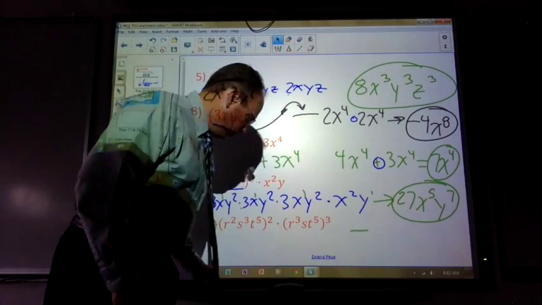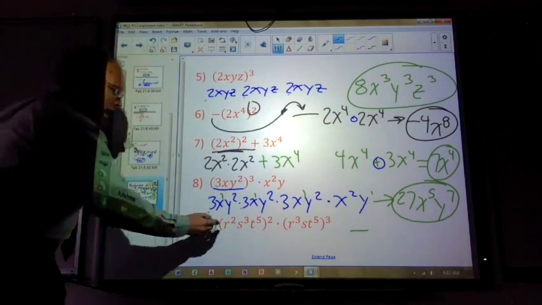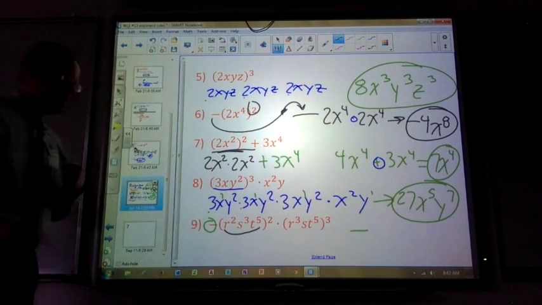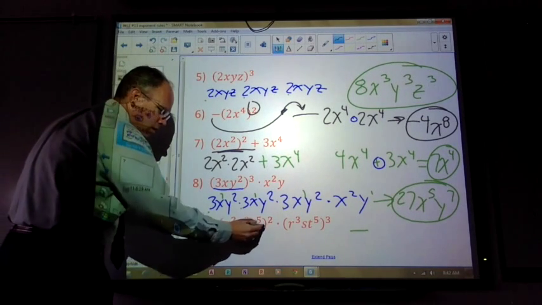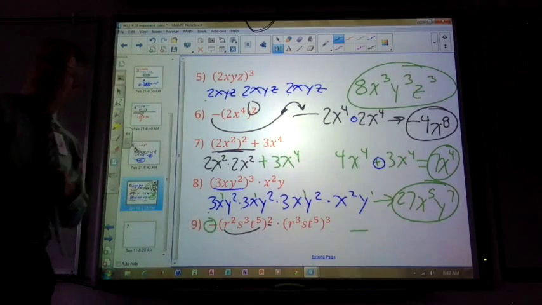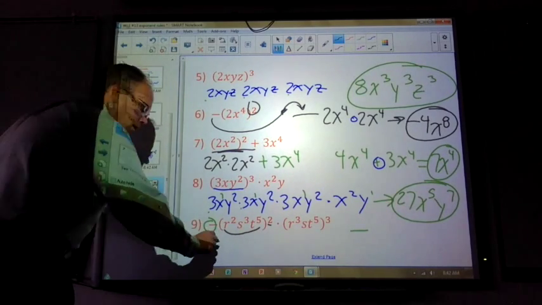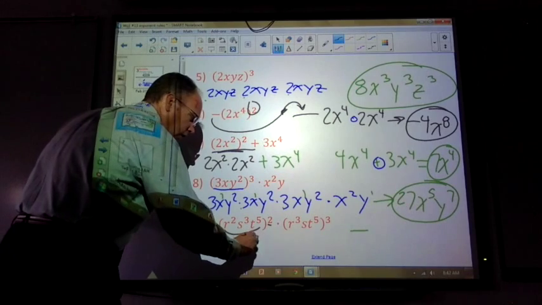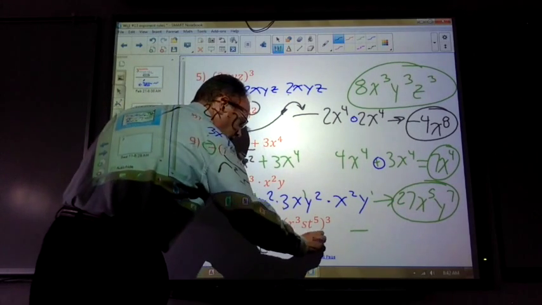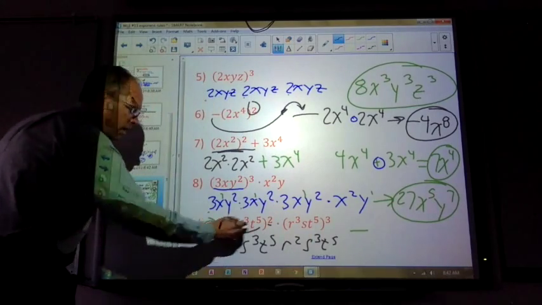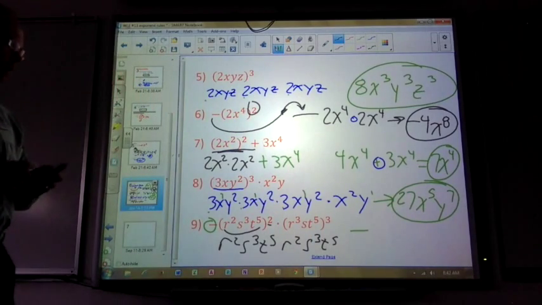Now we're done with that. How many of these do I have? How many of those are being multiplied together? Just right here? What is that? 2, right? So I have r squared s third t5, r squared s3 t5. That's just from right there. Is that okay?